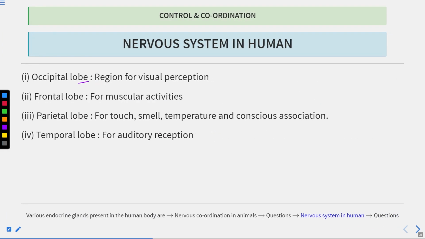The four lobes are the occipital lobe, frontal lobe, parietal lobe, as well as the temporal lobe. What is the occipital lobe? Region for visual perception. What is the frontal lobe? For muscular activities. Parietal lobe for touch, smell, temperature, and conscious association. And the temporal lobe is associated with auditory reception.